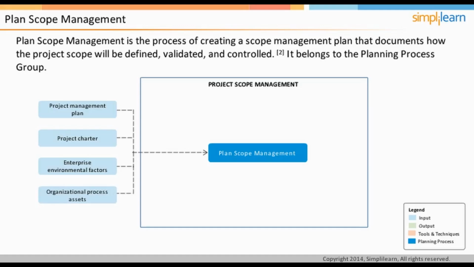Now, let us look at the tools and techniques employed in this process. Expert judgment refers to input received from knowledgeable and experienced resources. Meetings may be organized to determine the scope management plan. Everyone responsible for the project scope management, such as the project manager, sponsor, customer, and other stakeholders, must attend these meetings. Now, let us look at the outputs of this process.